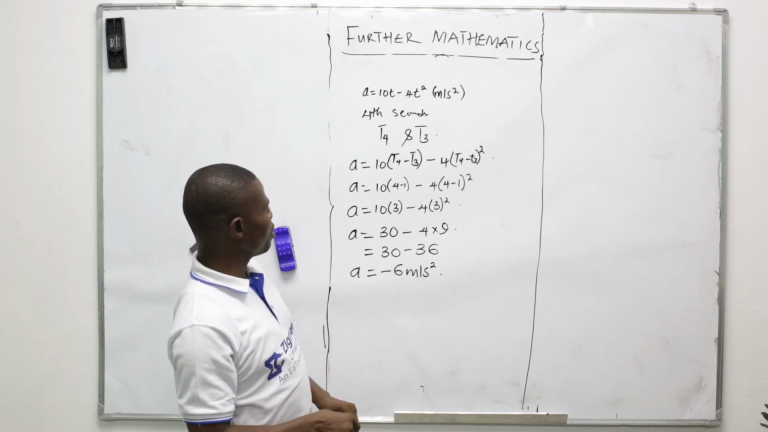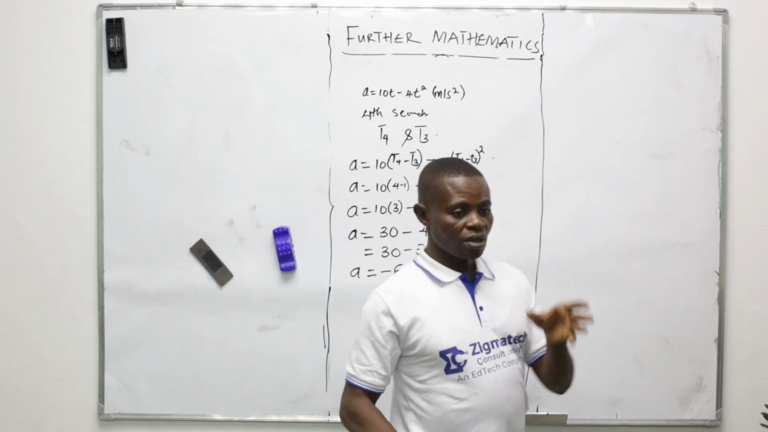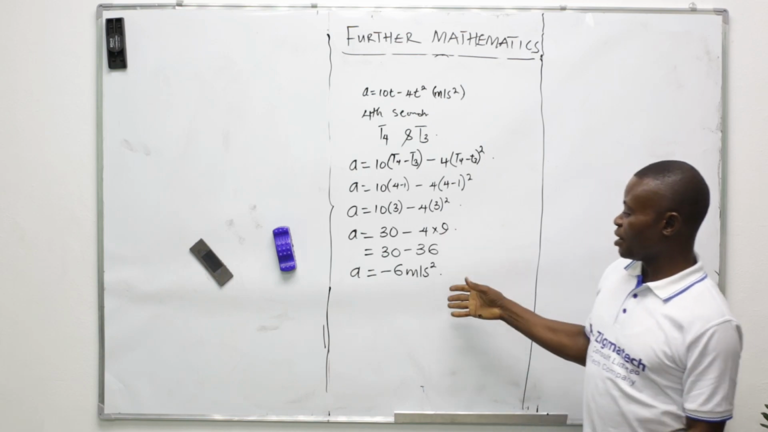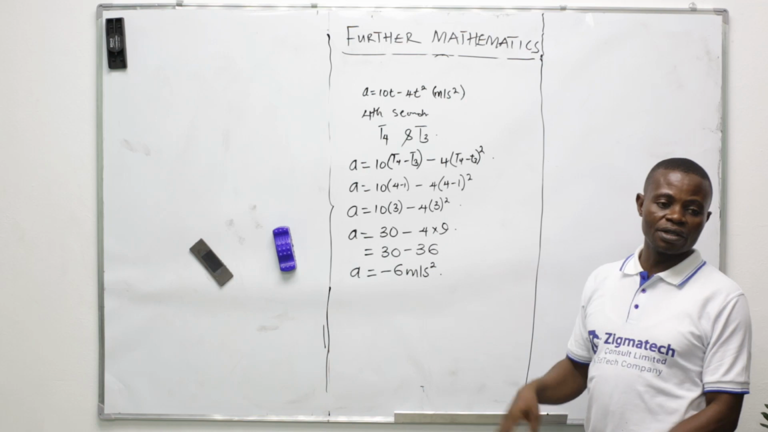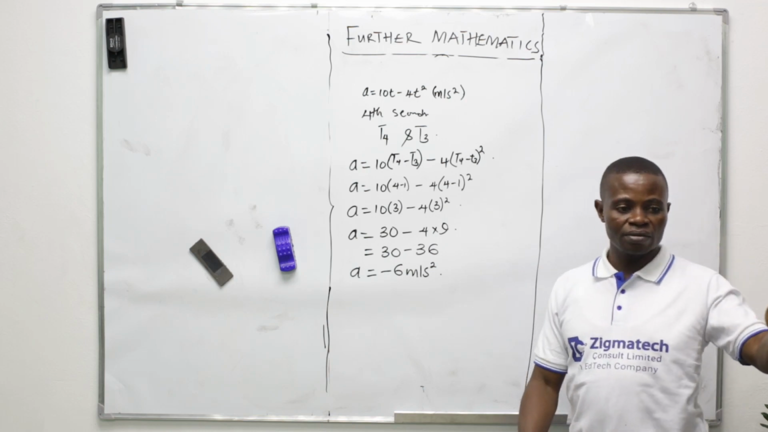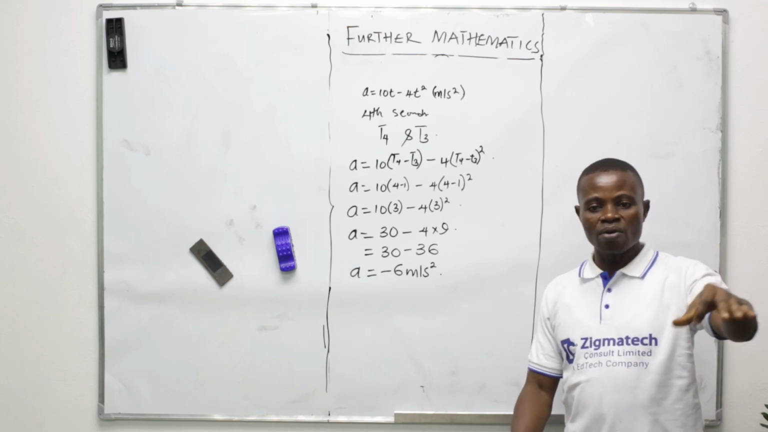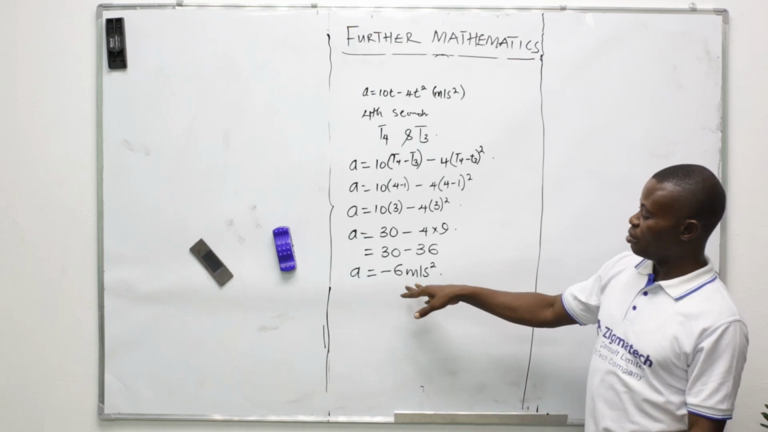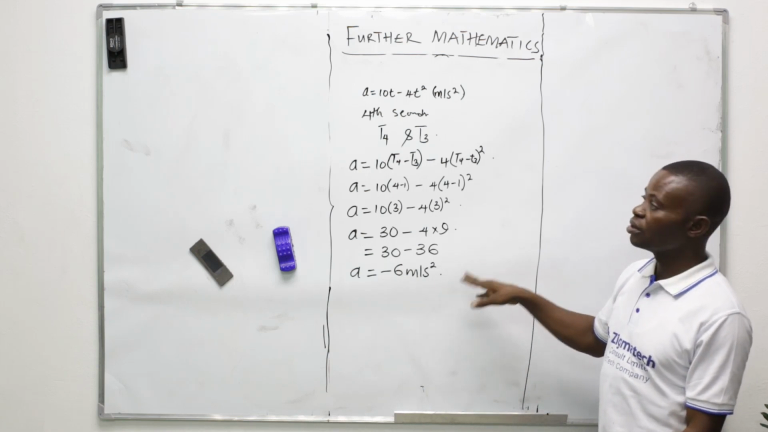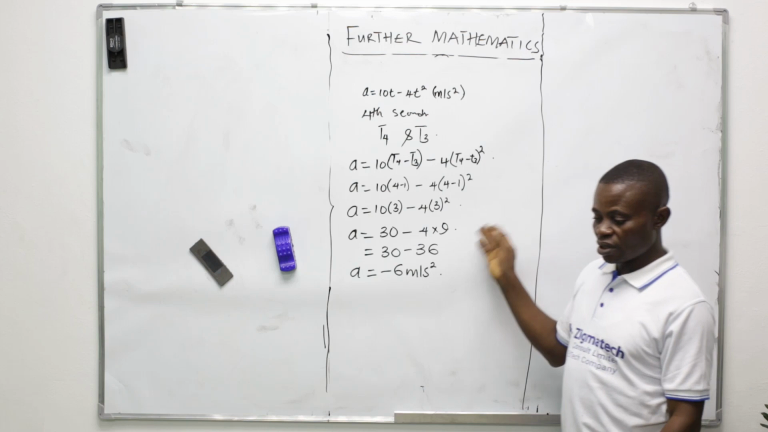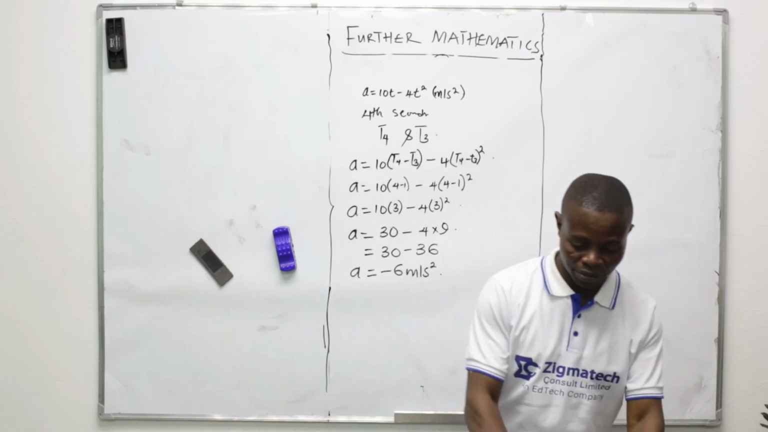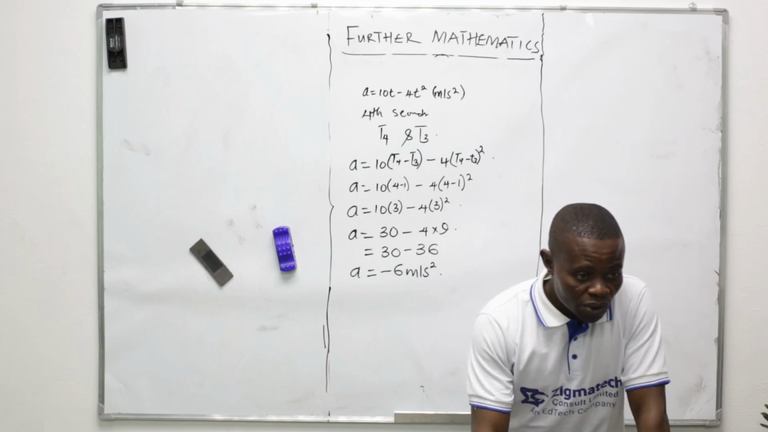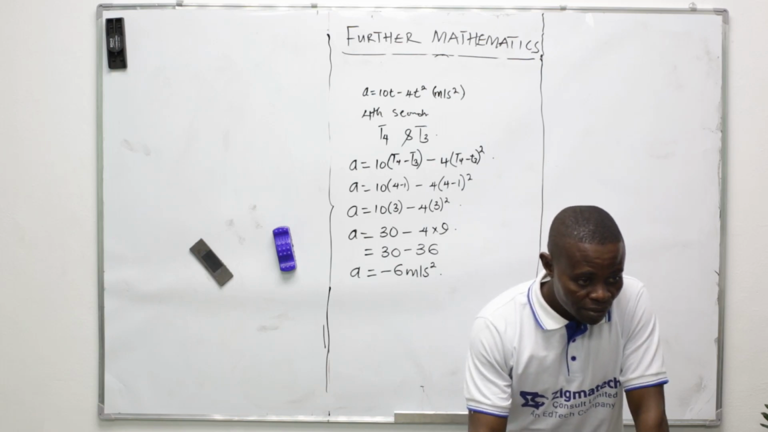Minus 6 meters per second square. Can you see something without value finally has a value? So the average acceleration of the particle during the 4 seconds equals minus 6 meters per second square. That's just the acceleration of this body. Okay. We'll go to the next question.